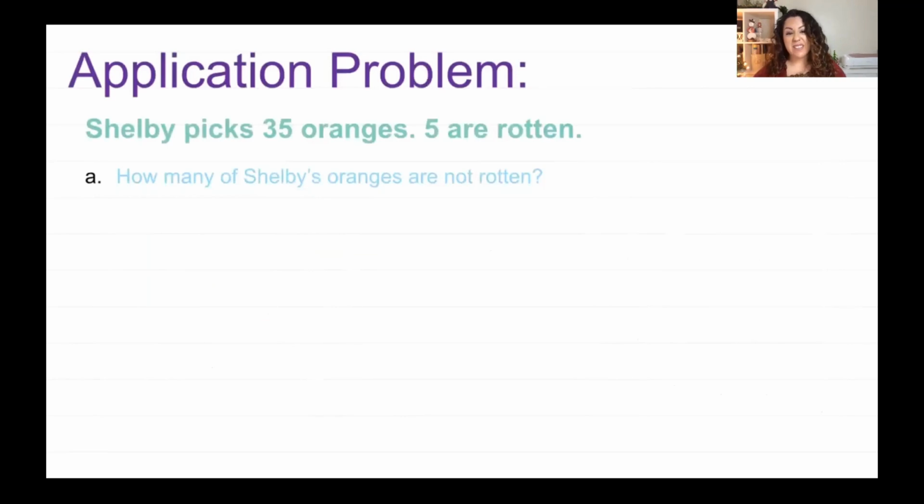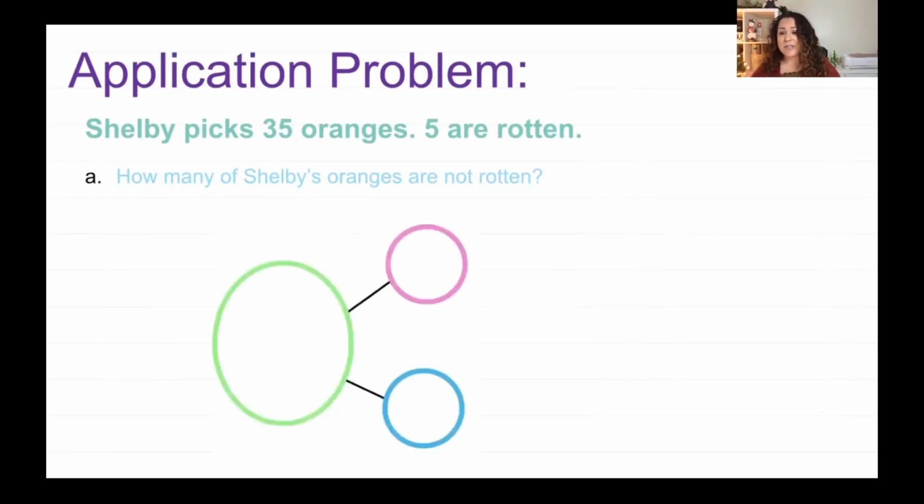Okay, so let's go ahead and look at an application problem. Shelby picks 35 oranges, 5 are rotten. How many of Shelby's oranges are not rotten? Don't you hate that when you go to the store and you pick up a bag of oranges or a little pack of strawberries, but there's some that are rotten on the inside? Well, let's figure out how many are not rotten.